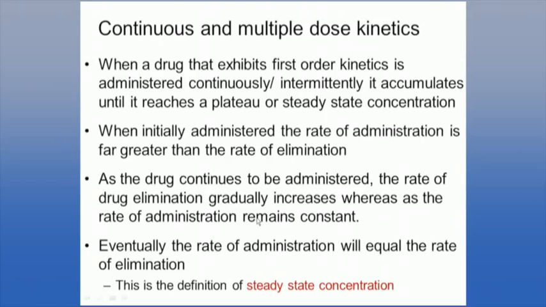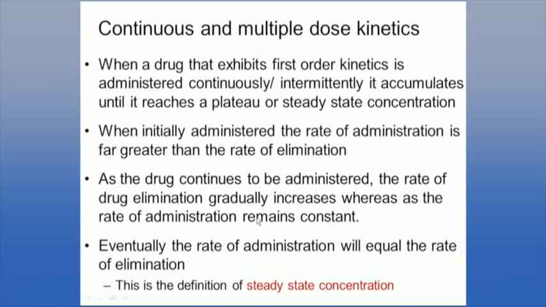So the curves that I've shown you represent giving a dose of a drug and then following plasma concentration over time. But what about with repeated administration? When a drug that exhibits first-order kinetics is administered continuously or intermittently, it accumulates. Okay, it builds up in the circulation until it reaches a plateau or a steady-state concentration. And think of that term, steady-state concentration. Why is that? Well, it actually makes a lot of sense.